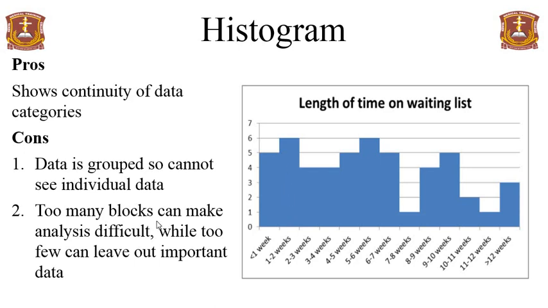Okay, too many blocks can make analysis difficult, while too few can leave out important data. So that's basically what we need to look at. When you have this kind of plot, if you have so many bars, you may find it difficult to make analysis. Well, if there are too few, then you may think someone just shaded a region. It leaves out a very important aspect of your data.